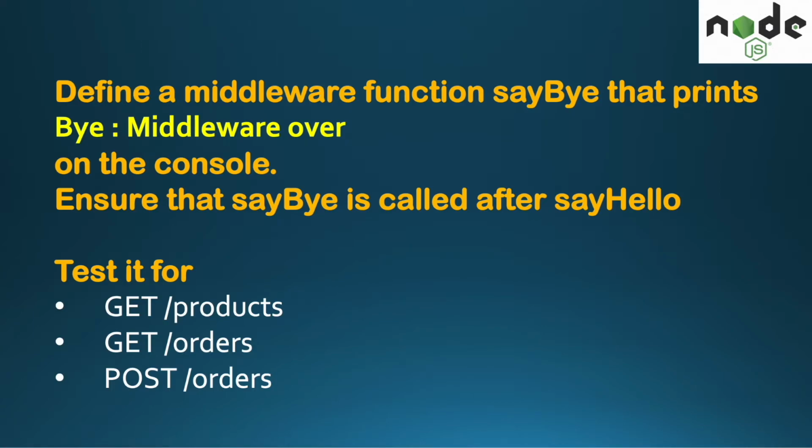Next, what do we want to do? Define a middleware function, say bye, that prints bye middleware over on the console. Ensure that say bye is called after say hello, and test it for the three routes that we defined: get/products, get/orders, post/orders.